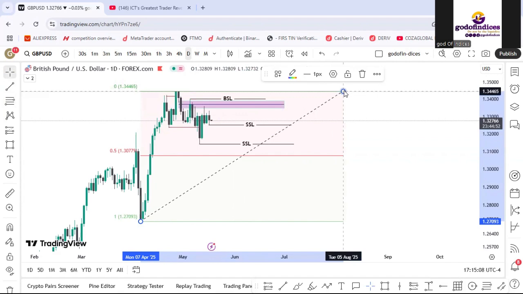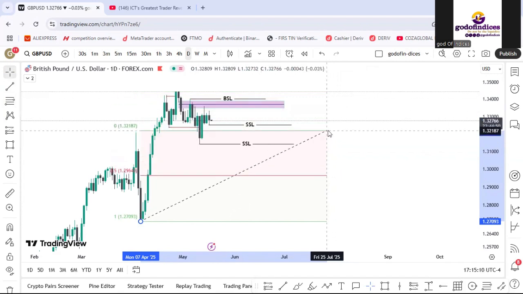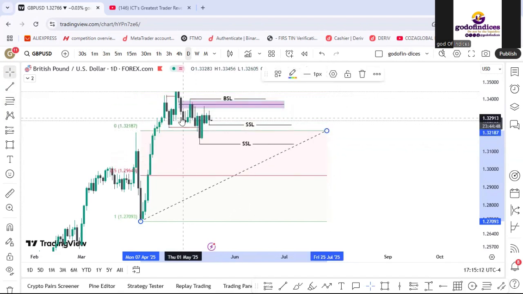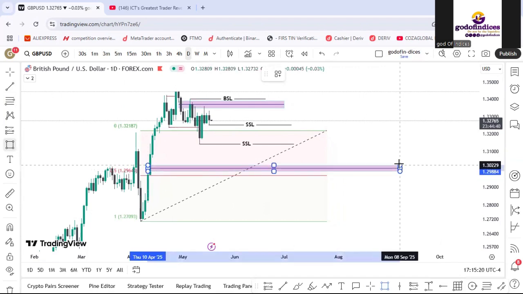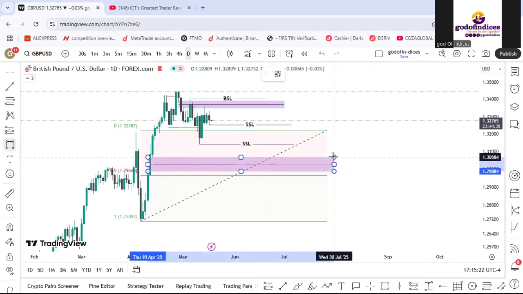So if you look at range one, and also if you look at our range two, you see we're even deep in premium in range two. So most possibly the closest point to this would be the midpoint of both range one and range two, which is this fair value gap. So this would be like a long term, depending on how price wants to move.